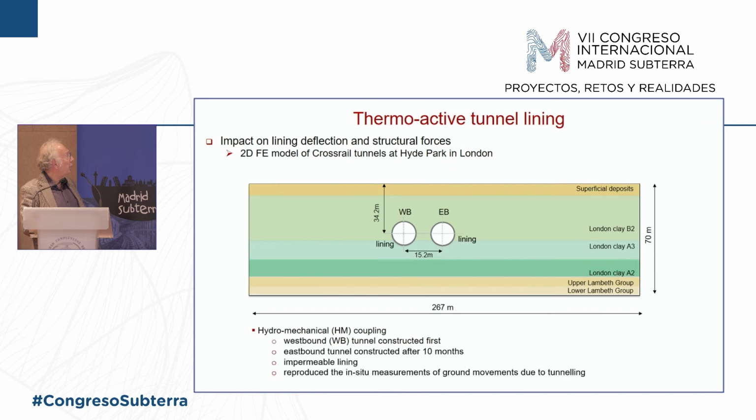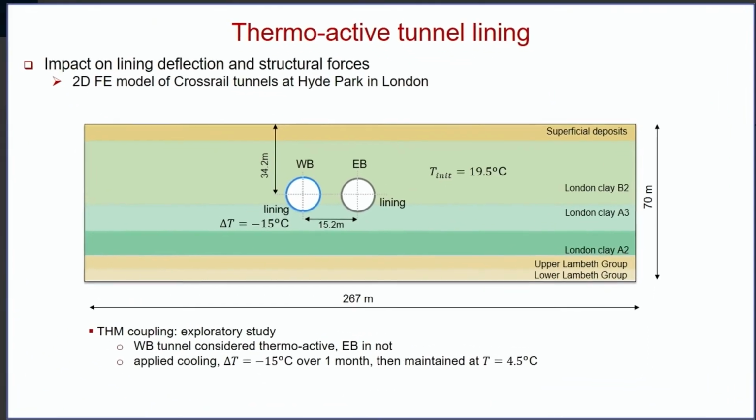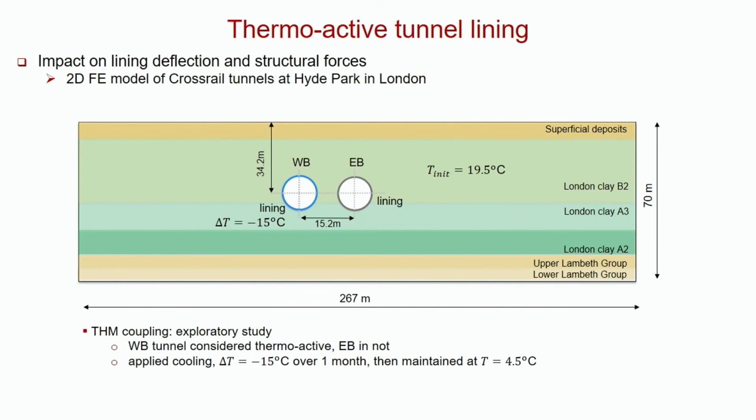So what we did was we took this scenario and we said, well, what happens if we take one of these tunnels and we just cool it? We're basically extracting heat from it. And we extracted 15 degrees over a month, and then in this particular case we just maintained it. We didn't heat it or cycle it, but we just wanted to see what it would do to the ground surface, because that's an important thing when you're building and analysing tunnels, and what this one might do to this one, or what it might do to itself.